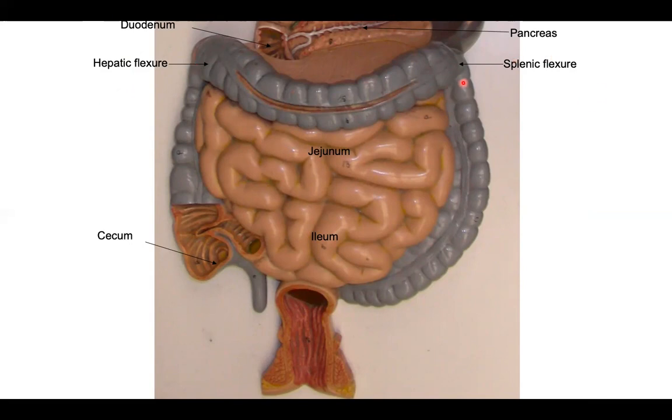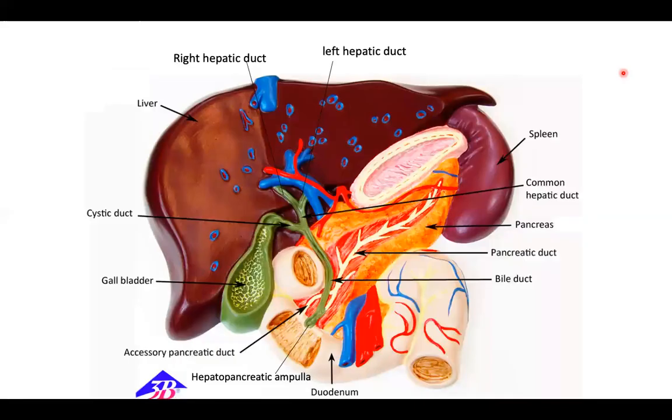On the opposite end, on the left-hand side, you have your spleen. So this brownish color you see right here is the organ spleen. So this curvature going from the transverse to the descending colon would be the splenic flexure.